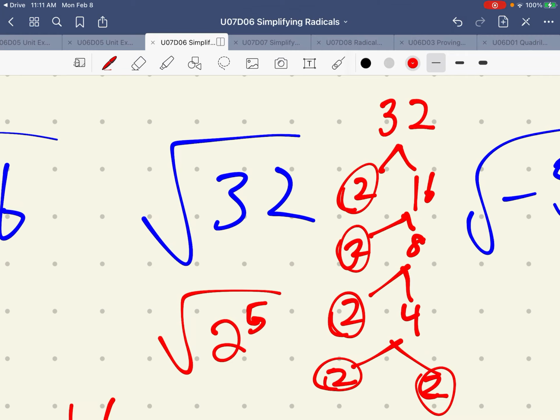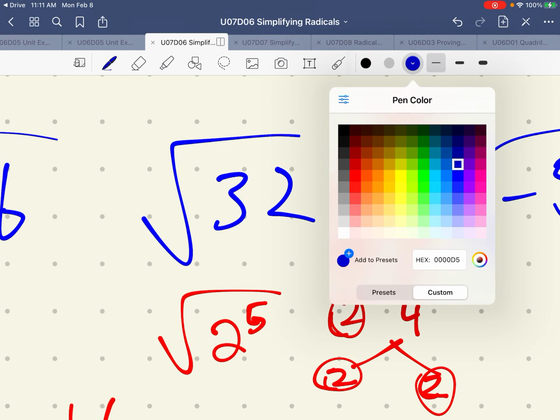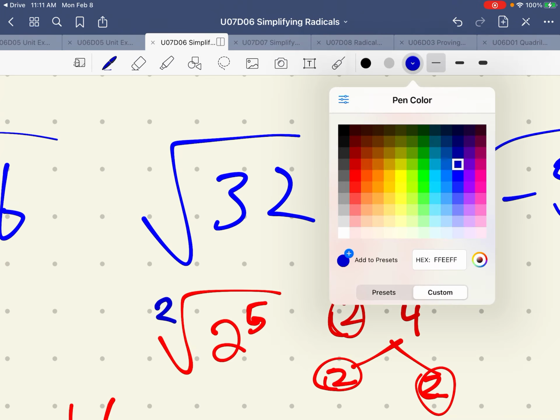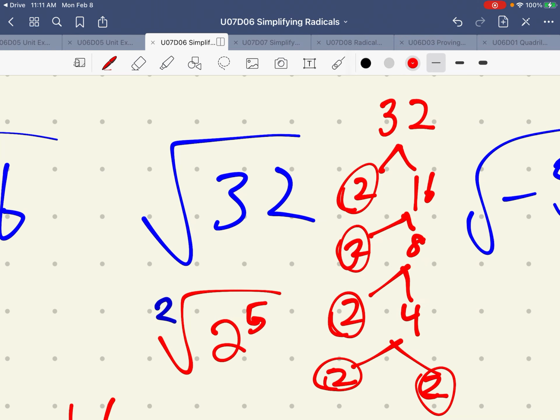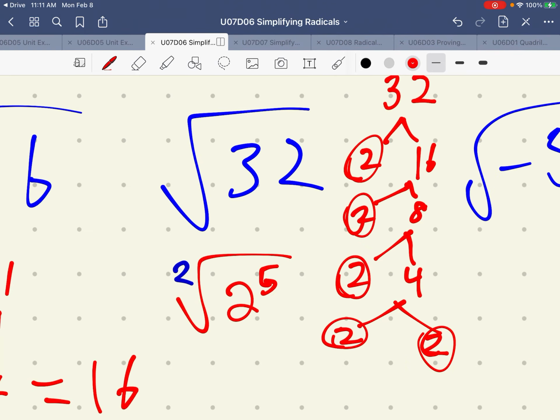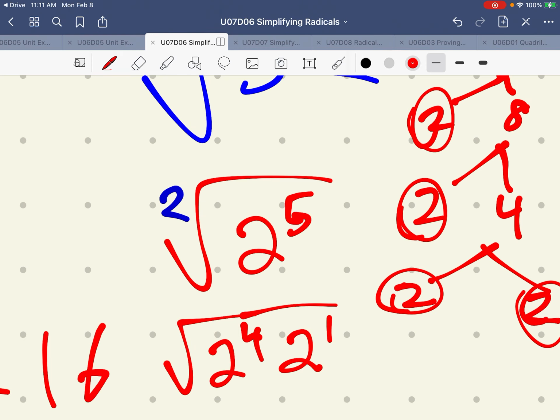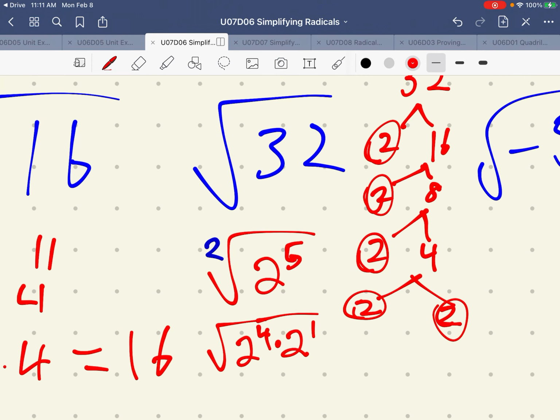Now, a different number might have different factors, and it would be written a little differently. Now, because the index of a square root is 2, we're going to separate 2 to the 5th into groups of 2's that are divisible by 2. So 5 is not divisible by 2, so we're going to rewrite this as 2 to the 4th power times 2 to the 1st power. It's still 2 to the 5th power. This still equals 32.